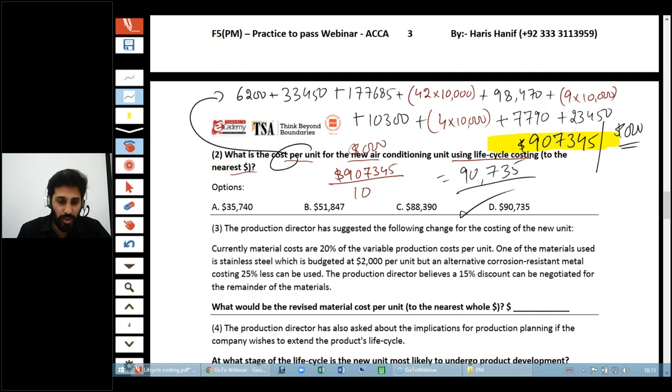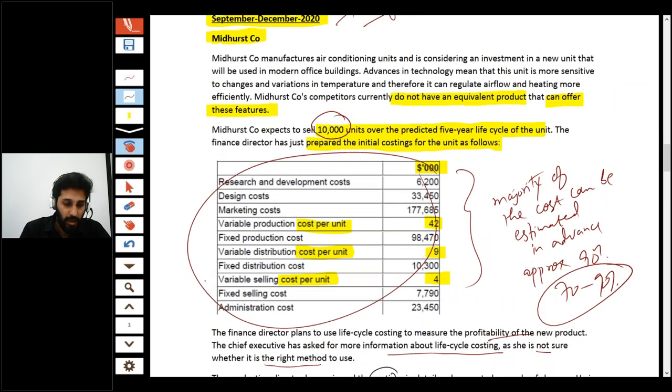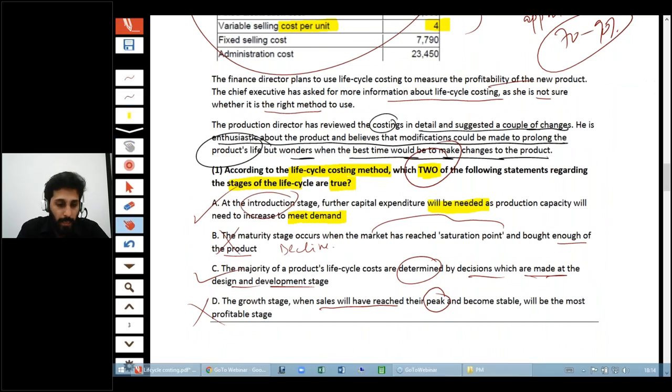Question number one, option A. First, note it down. It may quite be possible that you are noting it down. All right, that's question number one, option A. At the introduction, is it this you were talking about? All right, now in this.